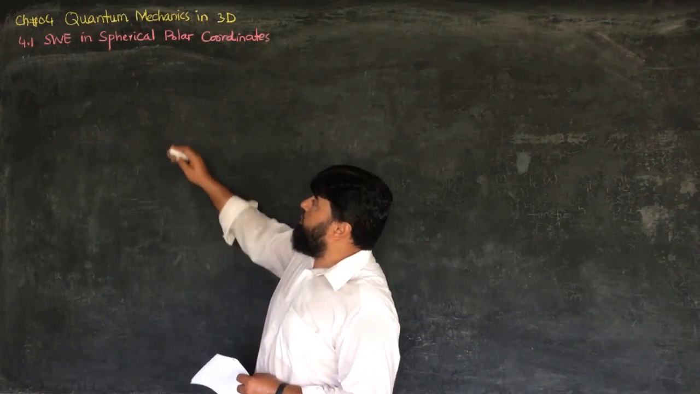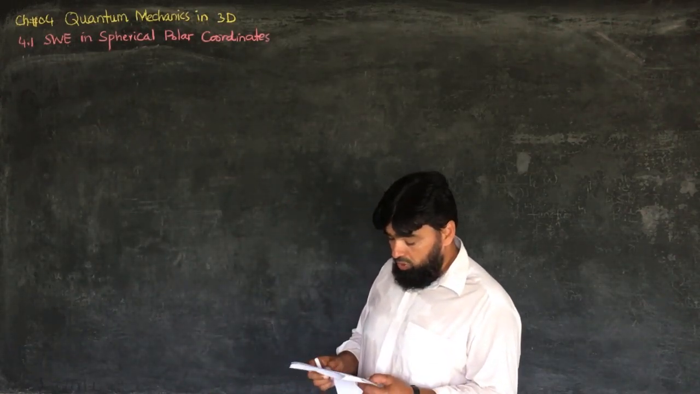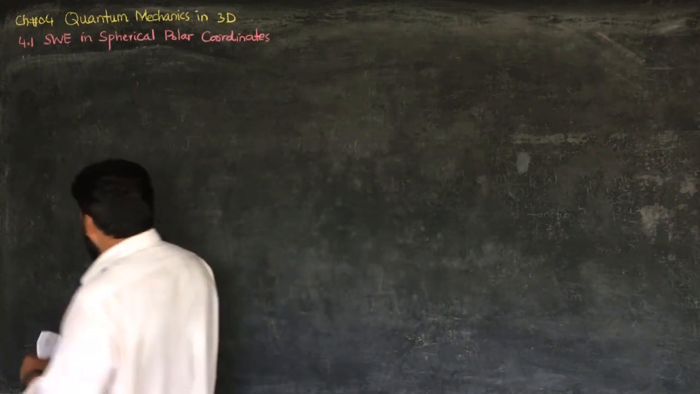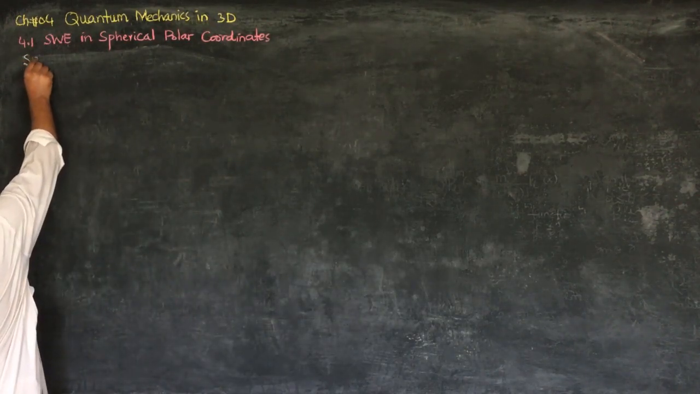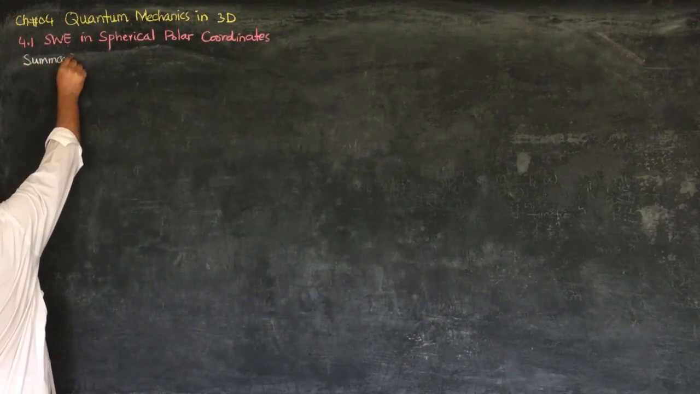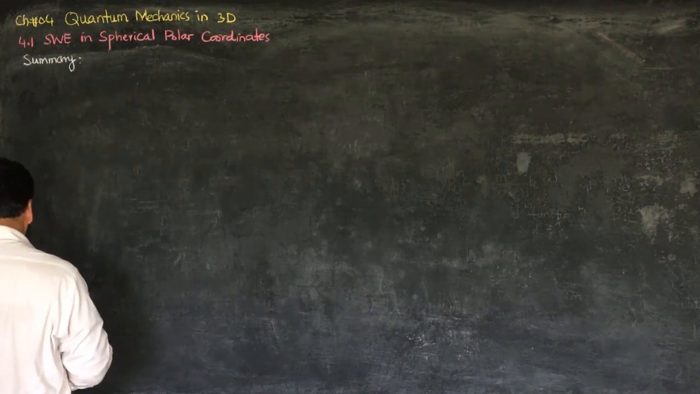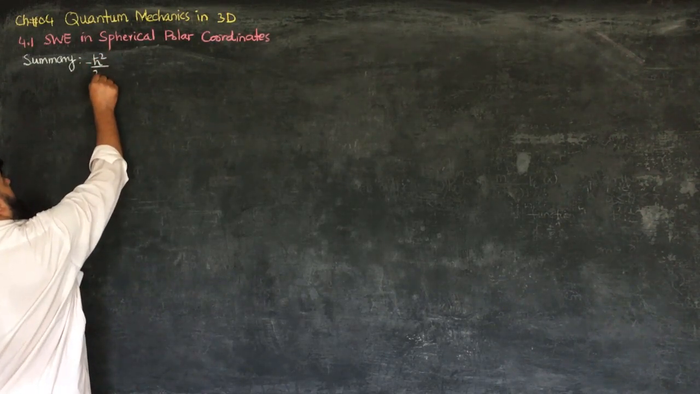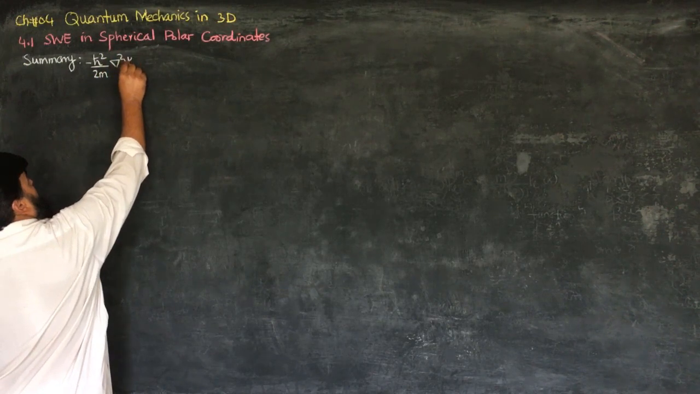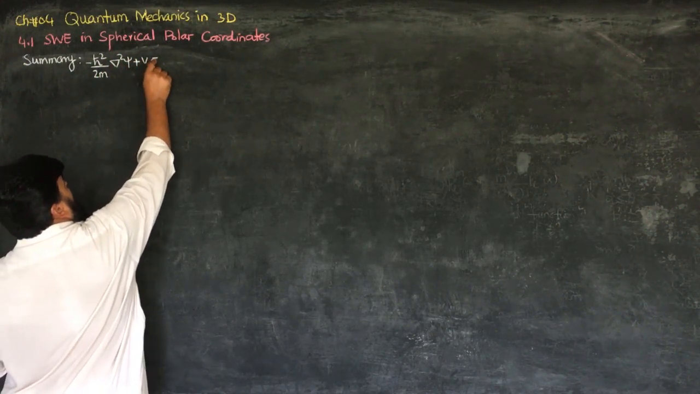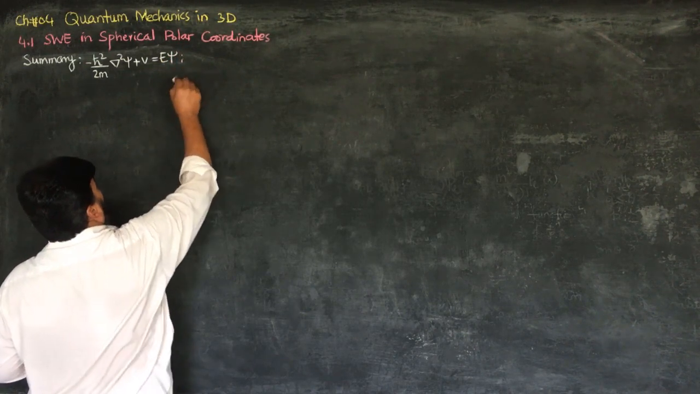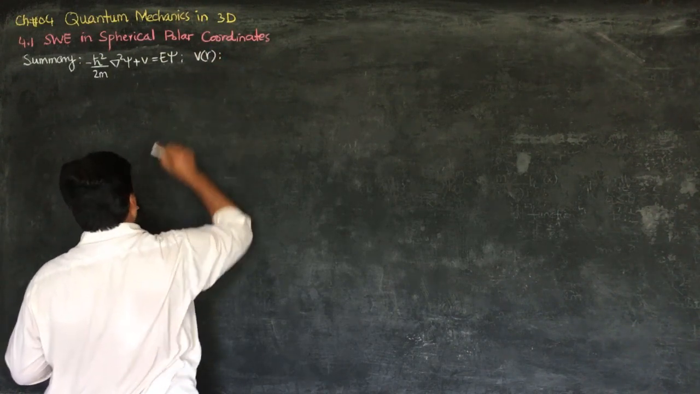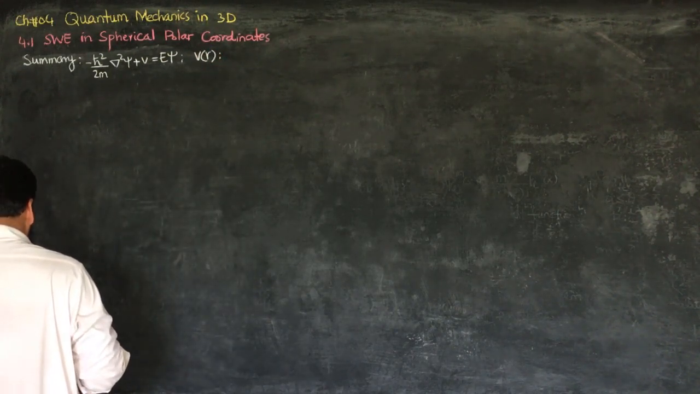We started with the Schrödinger wave equation in spherical polar coordinates, which we call the Schrödinger wave equation in 3D. Let me summarize what we did. We started with the time-independent Schrödinger wave equation, which is minus ħ² over 2m ∇²ψ plus Vψ equals Eψ, when our potential is only dependent on r and has no dependence on time.